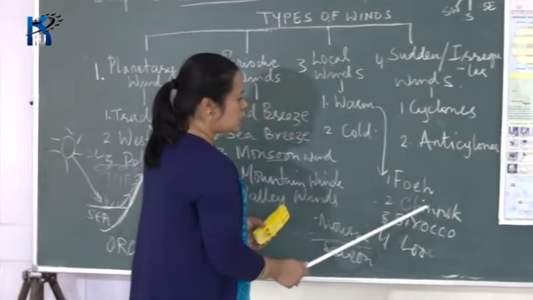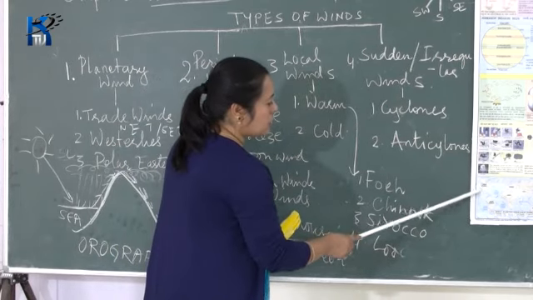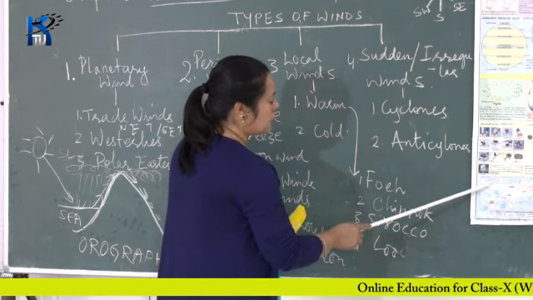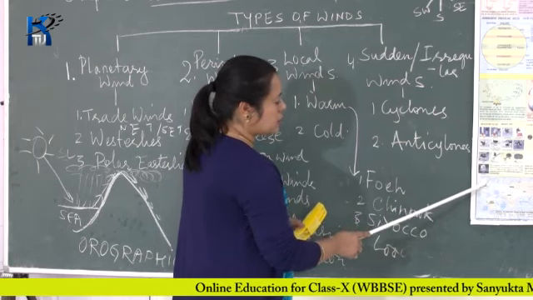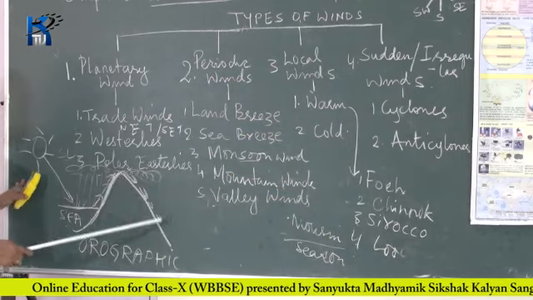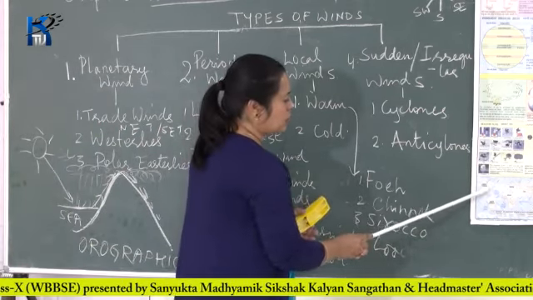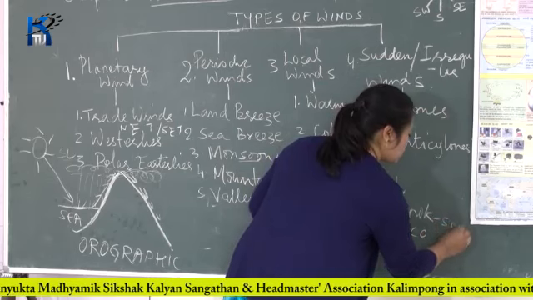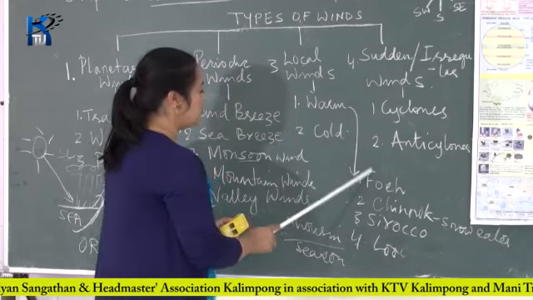Another is Chinook. Chinook is also a warm wind which blows from the Rocky Mountains, and it raises the temperature of central United States and Canada. The same mechanism: it is also a descending warm wind which melts the snow here in North America and Canada. So this Chinook is also known as snow eater. This is a warm wind.